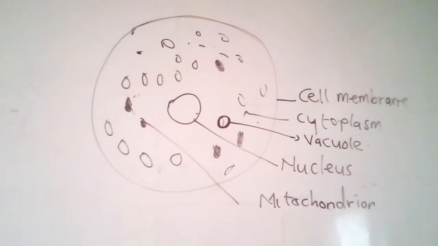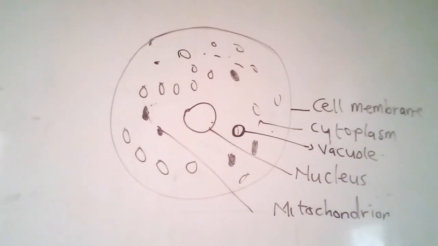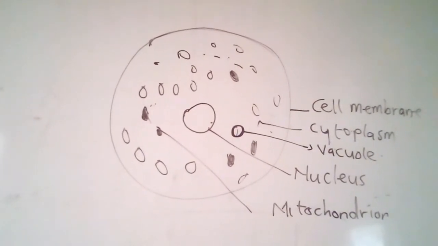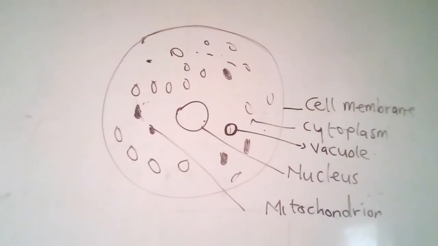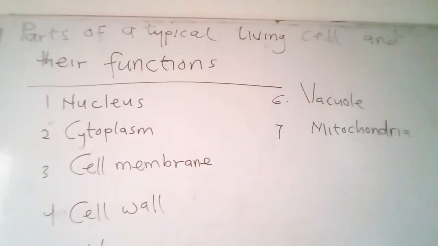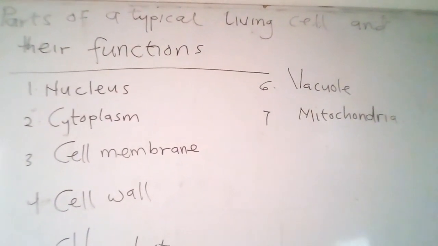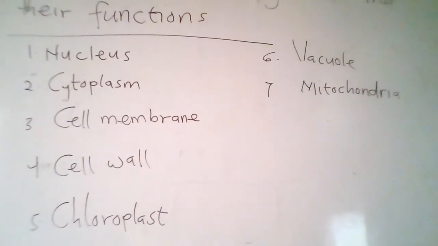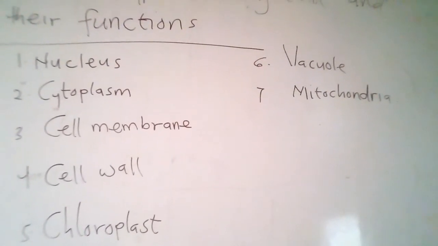Now let's bring out the components or parts of a typical living cell and their functions. I'm talking about the functions of the nucleus, cytoplasm, cell wall, cell membrane, vacuole, and the rest. Let's define them one after the other. We have nucleus, cytoplasm, cell membrane, cell wall, chloroplast, vacuole, mitochondria. So what is the nucleus and its function in the cell?